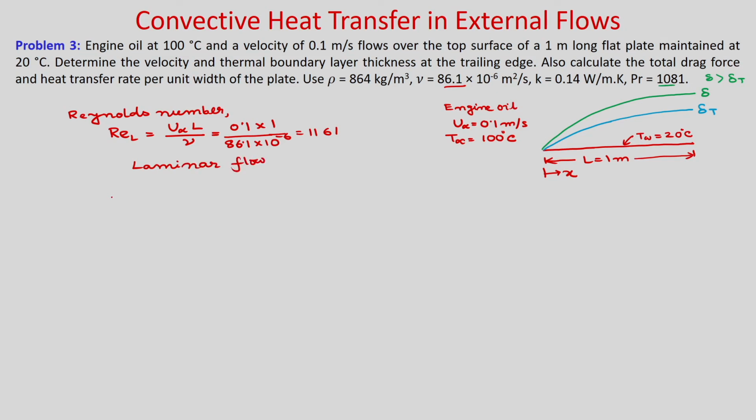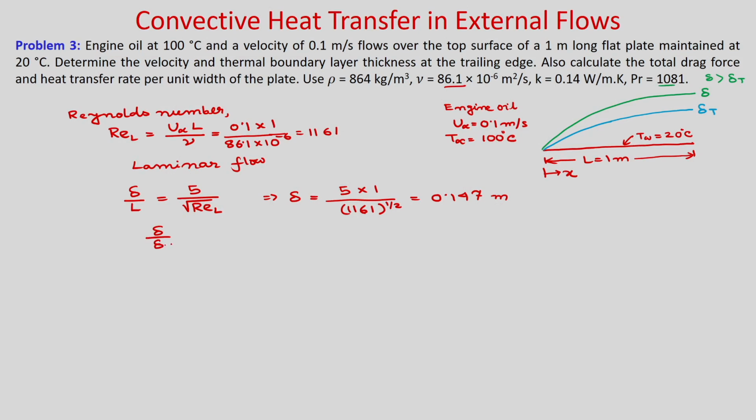Okay. So, now you know for flow over flat plate delta by L is 5 by root Re_L. From this you can calculate the hydrodynamic boundary layer thickness delta as 5 into L, which is 1, divided by 1161 to the power half. If you calculate this, you will get 0.147 meter.